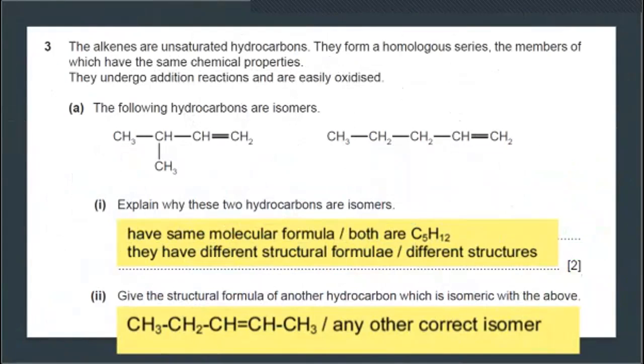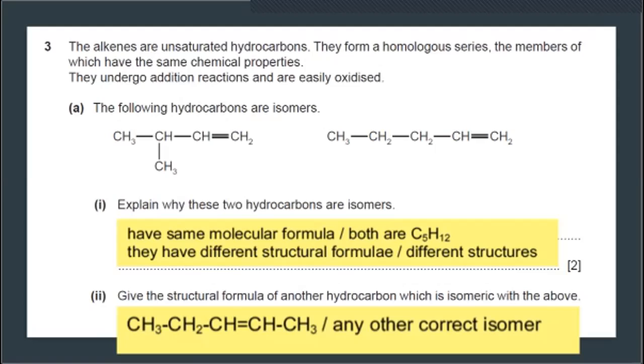All right, so next question. The alkenes are unsaturated hydrocarbons. They form a homologous series, the members of which have the same chemical properties. They undergo addition reactions and are easily oxidized. So they just give us information, and they haven't asked us anything as yet. Okay, cool. First part of the question.